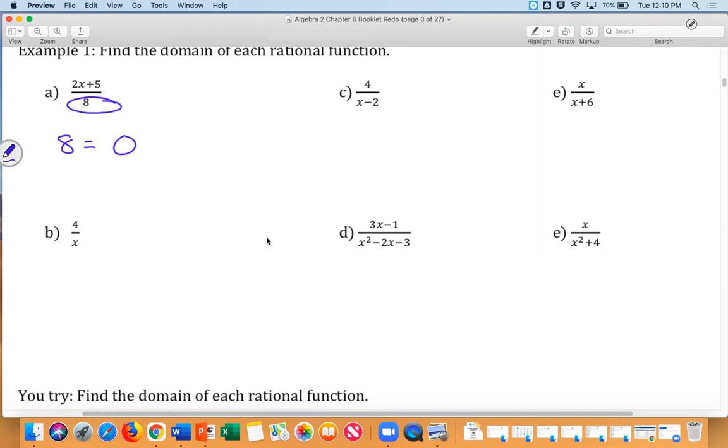Is that possible? Can eight equal zero? No. So what I would say with this is my domain is all reals. I abbreviate it that way. You don't have to use that fancy R. You could use the words all reals, okay? So I'm looking for that wording, all reals or that fancy R.